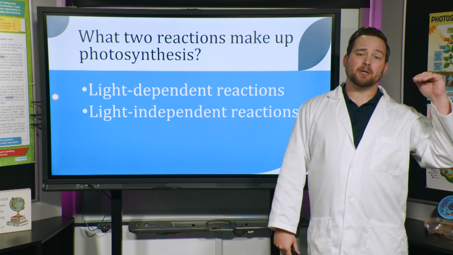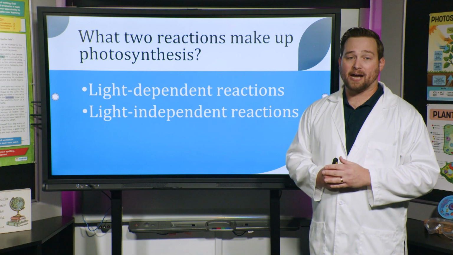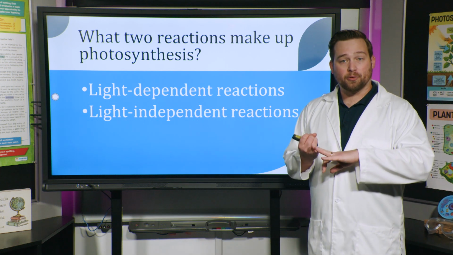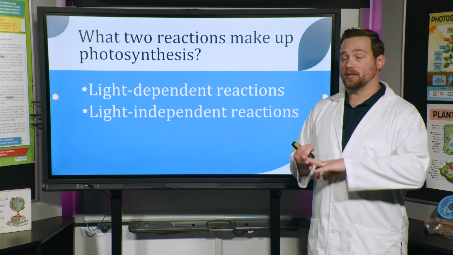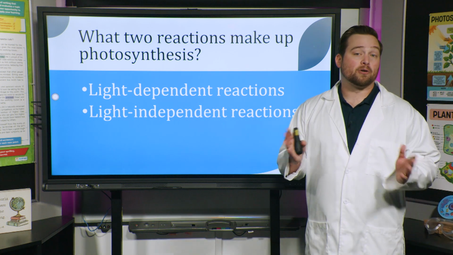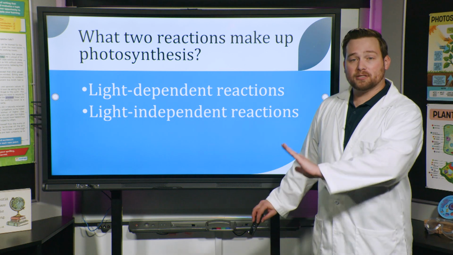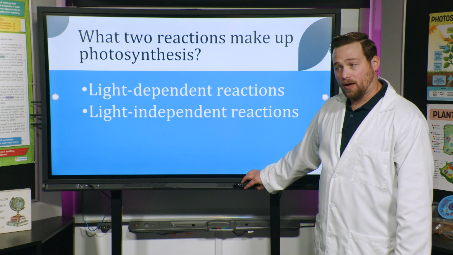Great job. And then what are the 2 reactions that make up photosynthesis? Well, it's the light dependent and the light independent reactions. And remember, this one has a couple different names. Sometimes you'll see it called the dark reactions or the Calvin cycle. Okay, but they're all talking about the second step of photosynthesis. Y'all, this stuff is confusing. Thank you so much for following along with me.